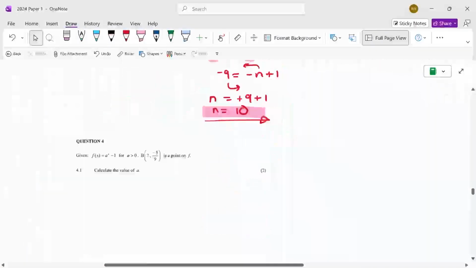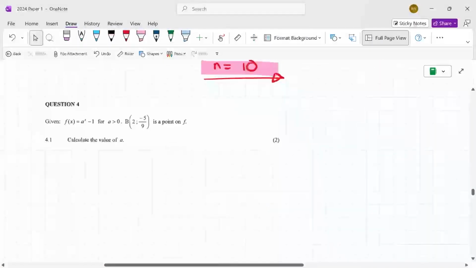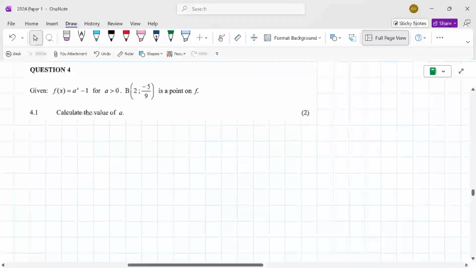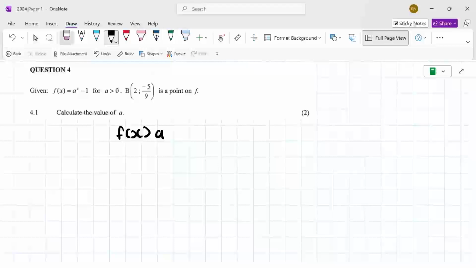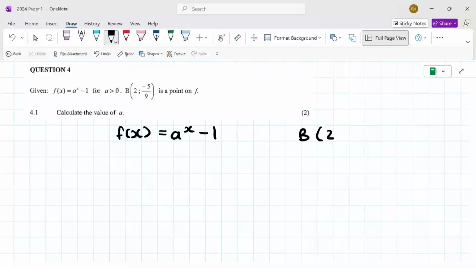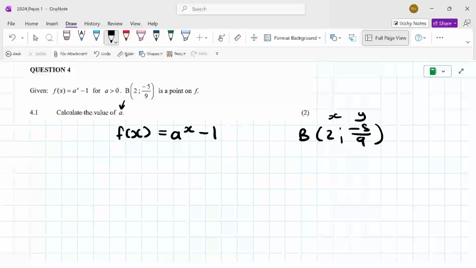Okay. And so the last question, just starting off with functions, is you're given this function, f of x is equal to a to the power of x minus 1. And they've given you a point B. They told you B is (2, minus 5 over 9), which is an x value and a y value. And they want you to find the value of a. How do we find that value of a? Can you guys tell me? How do you find that value of a?